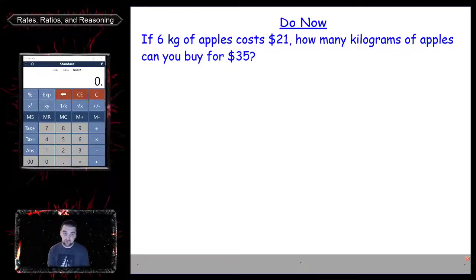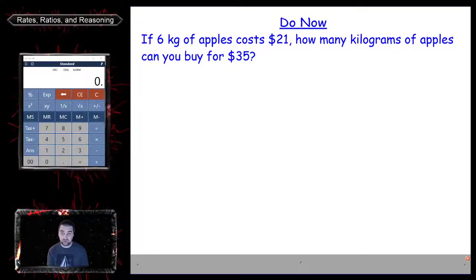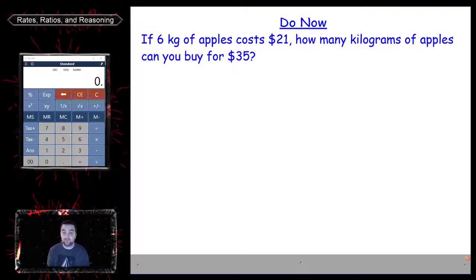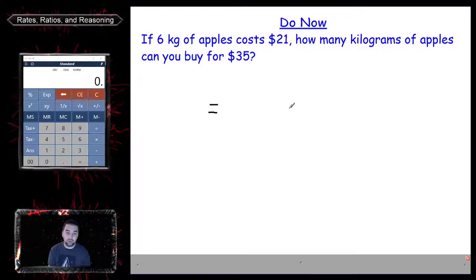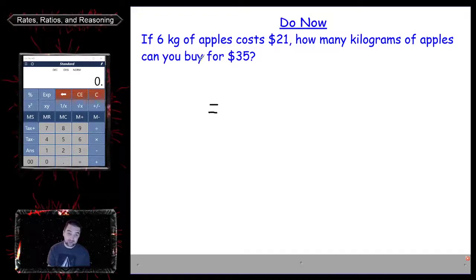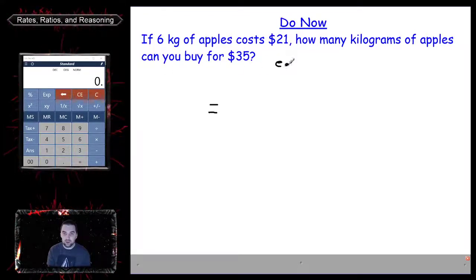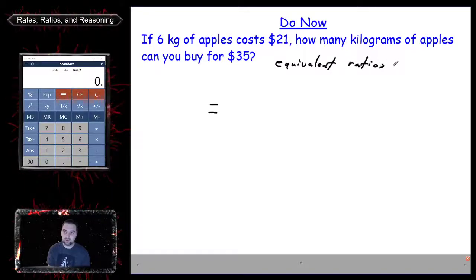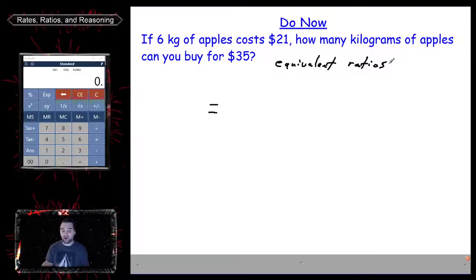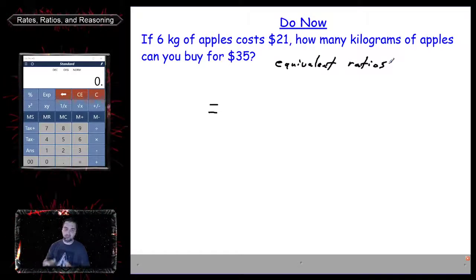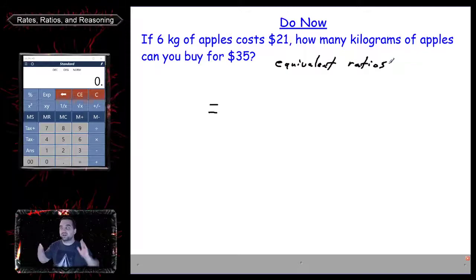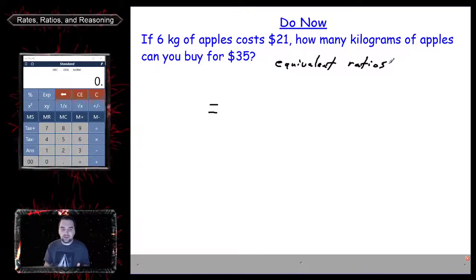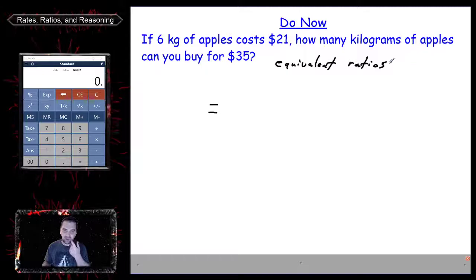This one is, if 6 kilograms of apples cost $21, how many kilograms of apples can you buy for $35? This requires you to remember some of the stuff that we did before the break. So you are going to be using, if you remember, equivalent ratios. Equivalent ratios are two different ratios or fractions that are the same in value. They are the same, like 1/2 is the same as 2/4. They mean the same thing, except one's more simplified than the other.